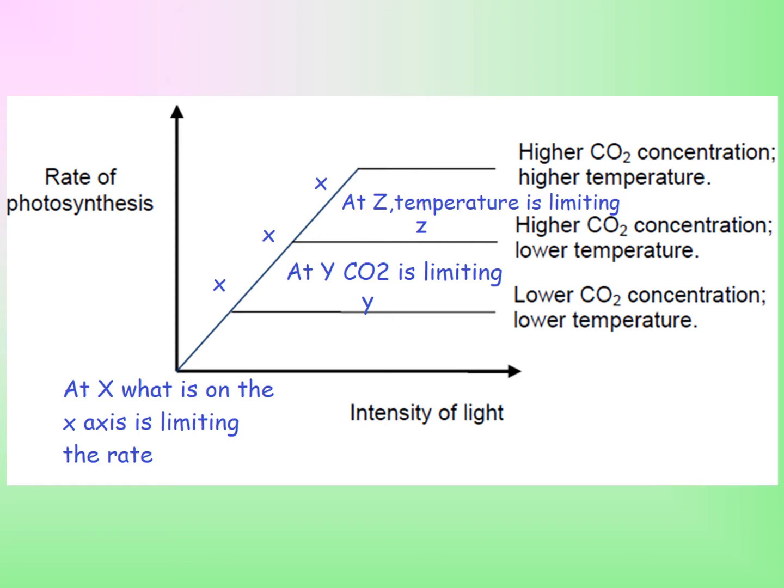So when you're on the level, you look at the level above and spot the difference, and the difference is what's limiting photosynthesis. So let's look at Z. We've got higher CO2 concentration but lower temperature. Let's look at the level above. Higher CO2 concentration, so that's not changed, but we have a higher temperature. So at Z, temperature is limiting the rate of photosynthesis.